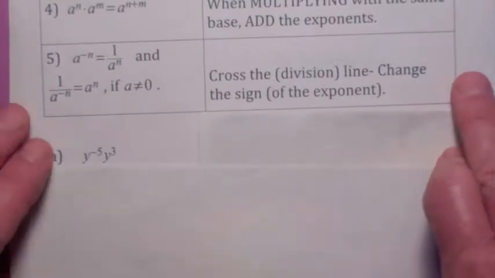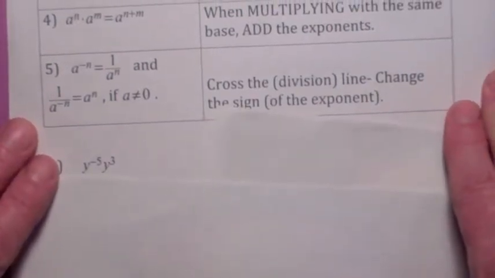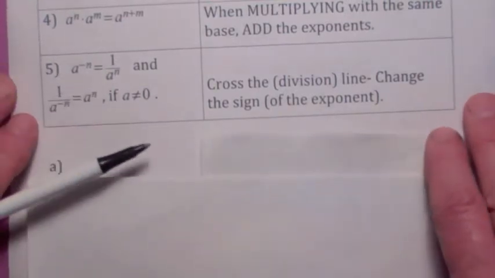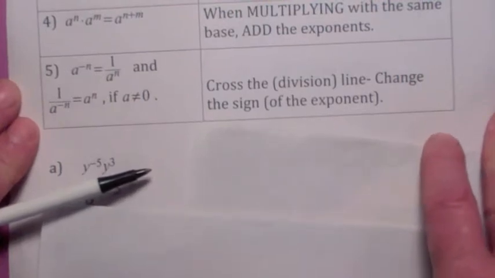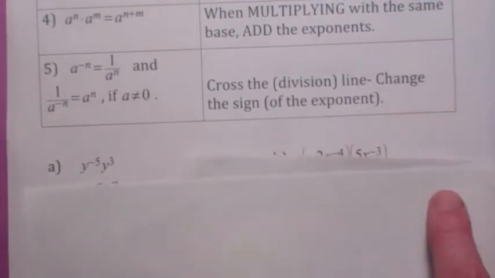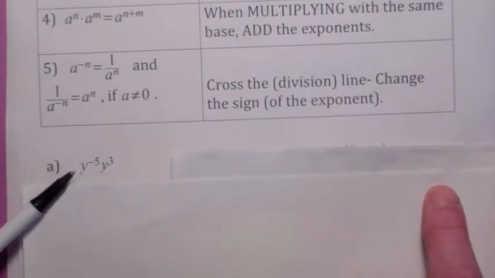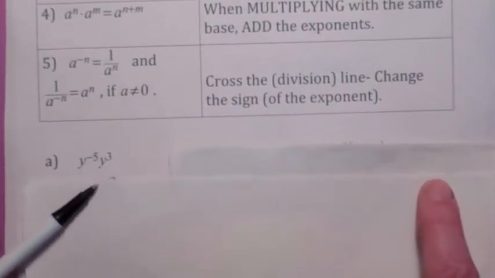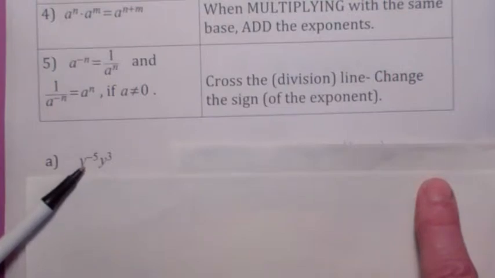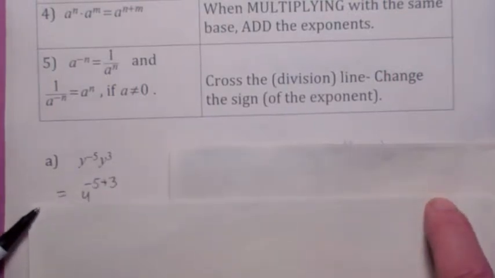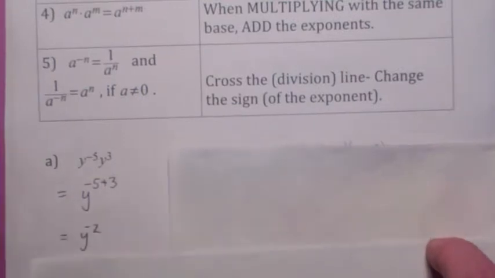One thing that's really important to notice, this is what we're going to focus on first, is you can use Rule 4 with negative exponents. Rule 4 says as long as the bases are the same and you're multiplying, you can add the exponents. Okay, so on this first example here, I guess the instructions would be to simplify. You can use Rule 4 because you're multiplying and the bases are the same. So if you add the exponents, what do you get? You get y to the negative 2 power.